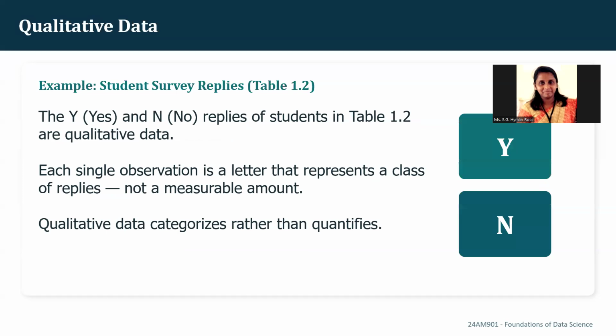Next, qualitative data is represented in the form of yes or no replies. Each single observation is a letter that represents a class of replies, not a measurable amount. So qualitative data categorizes rather than quantifies. We have already discussed that it can be used with zeros or ones, yes or no, and it answers what kind and which category.